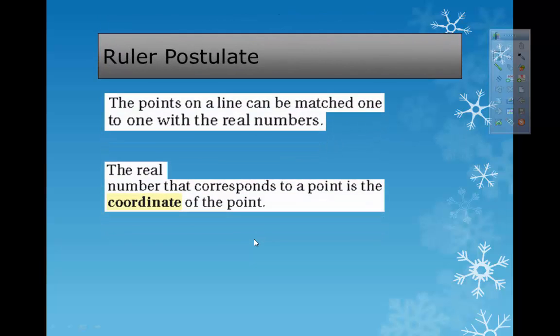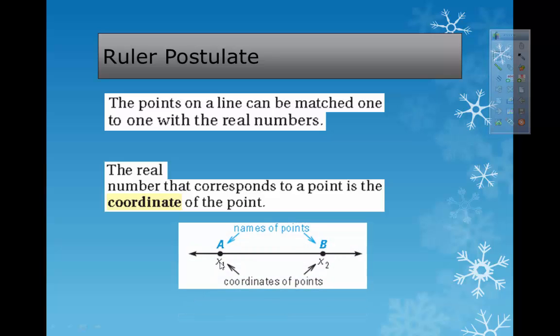So the ruler postulate, this is something we're just going to accept. We're not going to prove this in our class. What does it say? It says the points on a line can be matched 1 to 1 with the real number line. So basically this will allow us to measure the length of a segment, because every point on a segment can line up with some point that's on a ruler. And so that's kind of what we're going to do here. The real number that corresponds to the point is the coordinate. And here's a little picture of that.